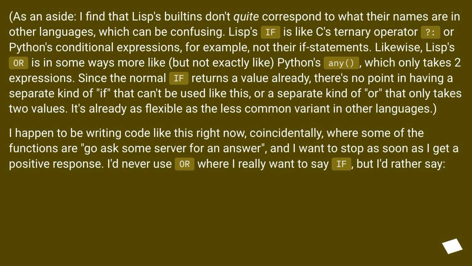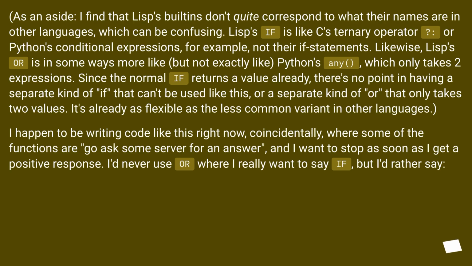As an aside, I find that Lisp's built-ins don't quite correspond to what their names are in other languages, which can be confusing. Lisp's if is like C's ternary operator, or Python's conditional expressions, for example, not their if statements. Likewise, Lisp's or is in some ways more like, but not exactly like, Python's any, which only takes 2 expressions. Since the normal if returns a value already, there's no point in having a separate kind of if that can't be used like this, or a separate kind of or that only takes 2 values.